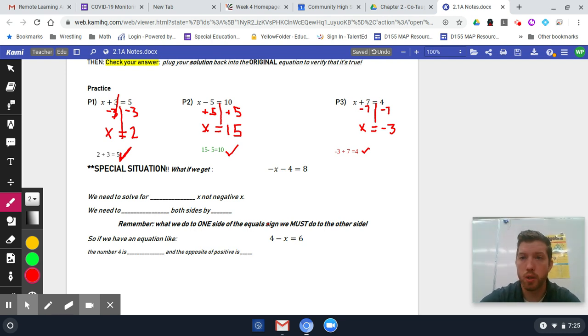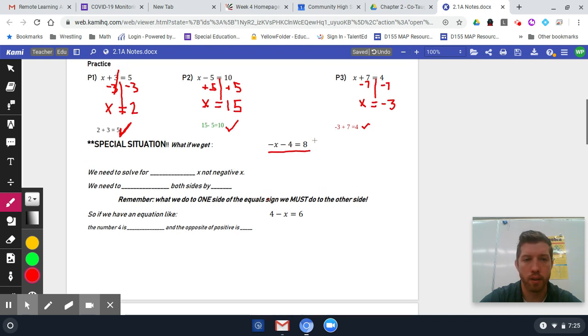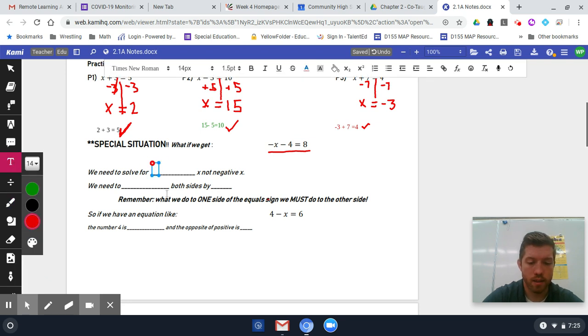Okay, we do have a special situation though. Our special situation is what if we have a problem like this? Note what is different with this problem from the ones above it. Positive x, positive x, positive x, negative x. This is technically a -1x. So we need to solve for a positive x, not a negative x.